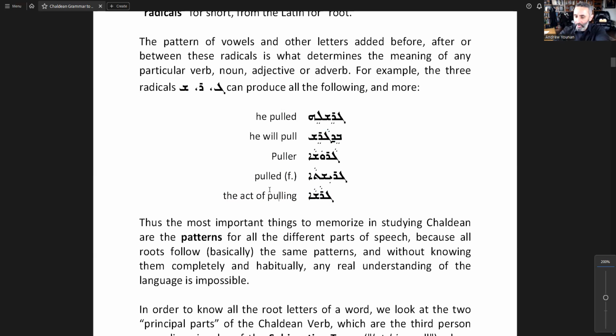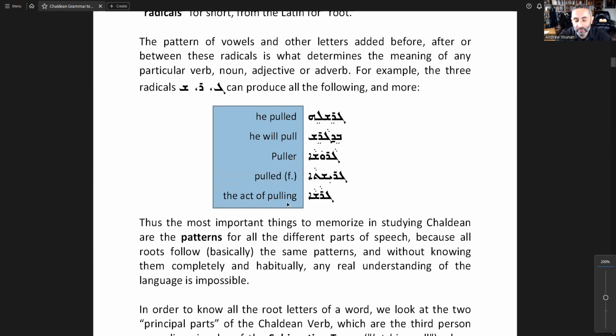So again, don't memorize any of that. I just want to give you an example of how these same root letters can give you nouns, an adjective, an infinitive, the act of pulling, and all kinds of different verbs, and they all come from the same root. Other languages do that. In fact, the root in English is pull. In English, he will pull. It's the same root, pull. He pulled makes it past tense. Puller. I don't know if that's actually a word, but you know what I mean.